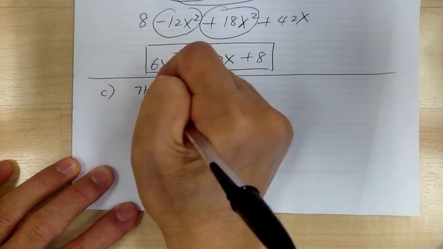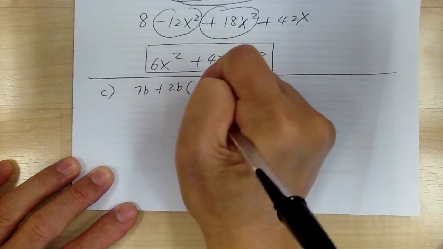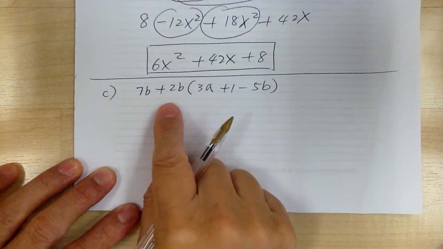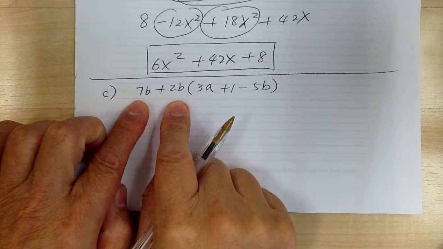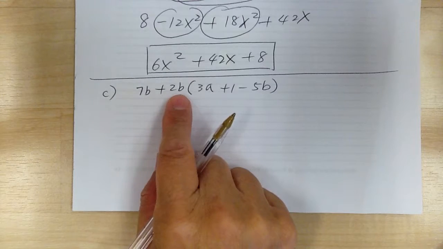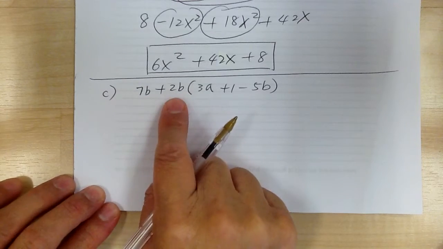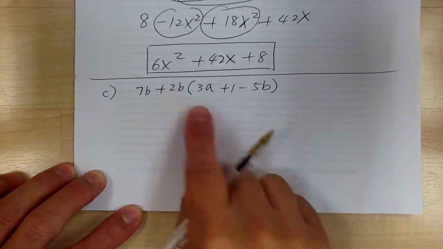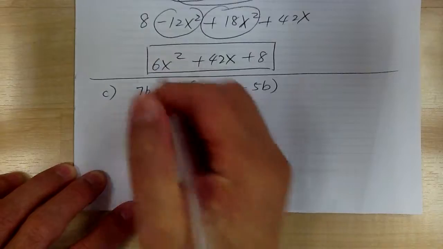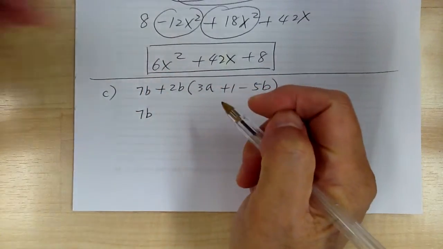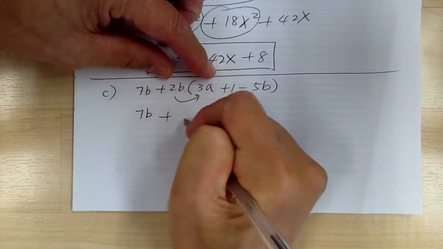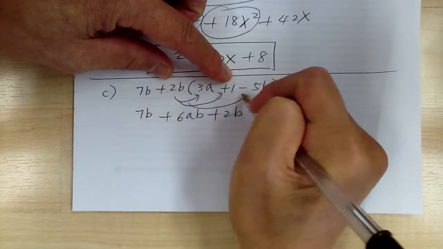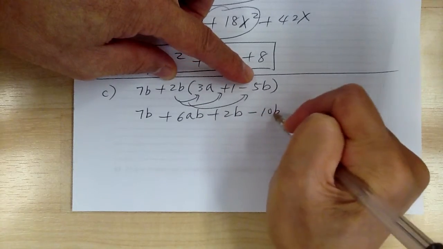You have 7b plus 2b times (3a plus 1 minus 5b). Again, it's very tempting to make this into 9b. If you do that, you're going to lose all your points, because that's very bad. Okay? You do not add first. That is your last priority. So first you need to undo the parentheses. So leave the 7b alone. So let's go and multiply. So multiply, you get plus 6ab. Multiply, you get plus 2b. Multiply, you get minus 10b squared.